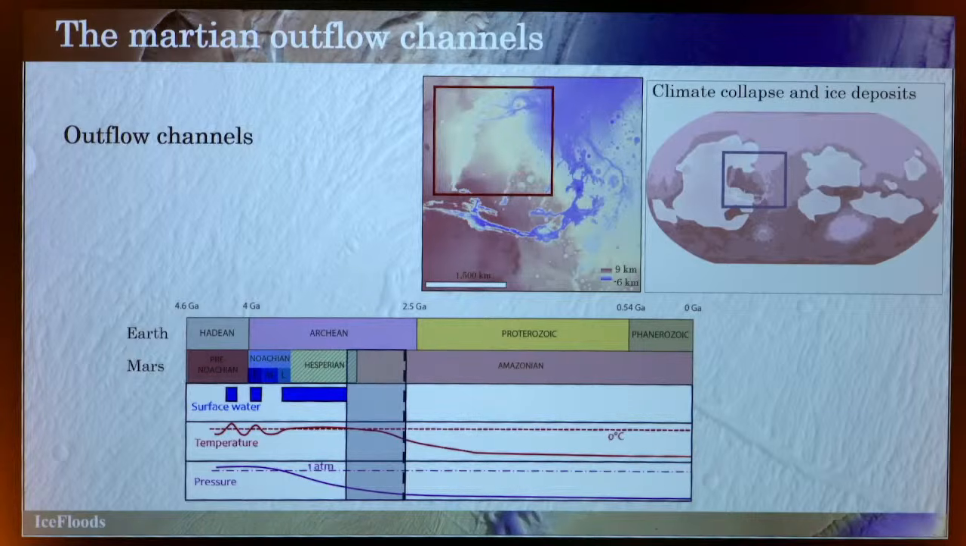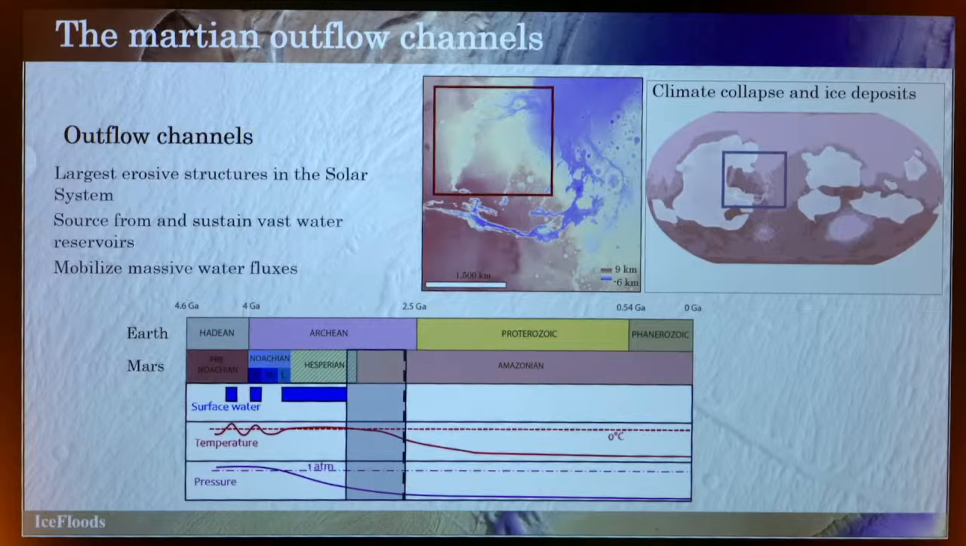So this is Casei-Valles as an example, and these are the circum-Chryse outflow channels. What's interesting about those outflow channels is that they're big. They're the largest erosive structures in the solar system, and that means that they both source from and sustain vast water reservoirs, and most importantly, they're able to mobilize massive water fluxes. As such, obviously, they're very important elements to any understanding of the long-term evolution of the hydrological cycle and the climate.